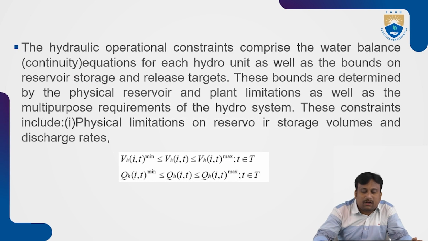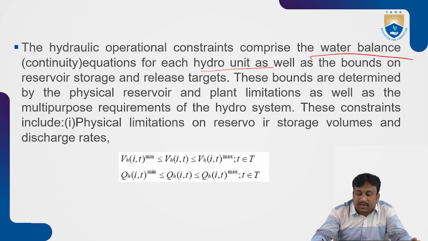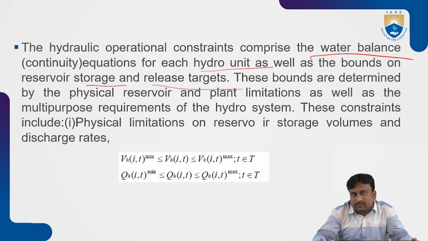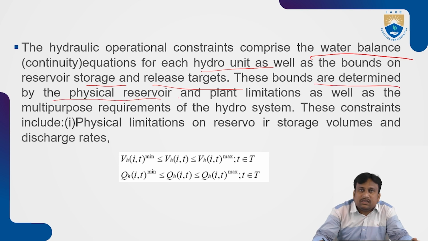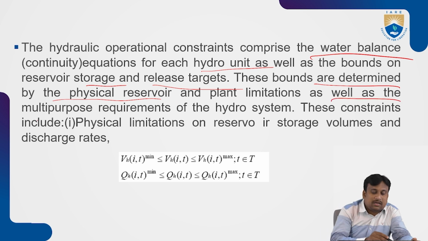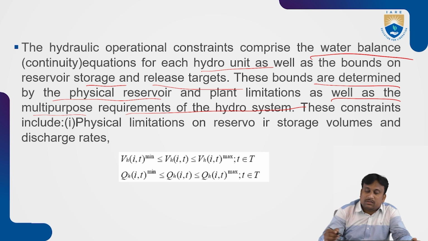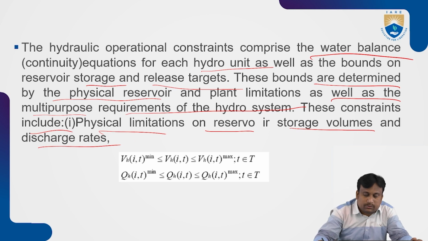Next, coming to the hydraulic operational constraints, which comprise the water balance, that means the continuity equations for each hydro unit, as well as the bounds on the reservoir storage, and the release targets. Here the boundaries are determined by the physical reservoir and plant limitations, as well as the multi-purpose requirements of the hydro system. These constraints include physical limitations on the reservoir storage volumes and the discharge rates.